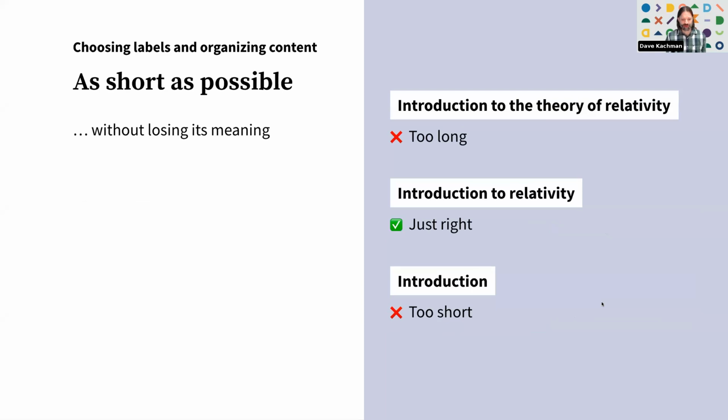And then as short as possible, but without losing its meaning. So here's kind of a Goldilocks example. "Introduction to the theory of relativity" as a title for something. It's decently long, it's accurate, but if you remove all of the rest and just say "introduction," it could be an introduction to anything. And so "introduction to relativity" might be a just right example, because it's not too short and it's not too long. It's just enough, but you still have the meaning of the label.